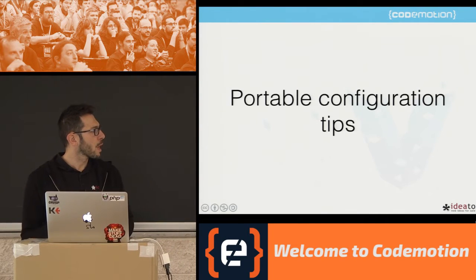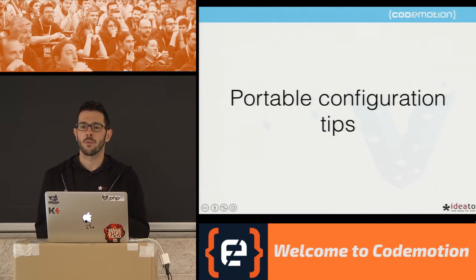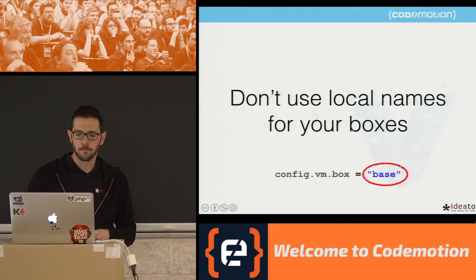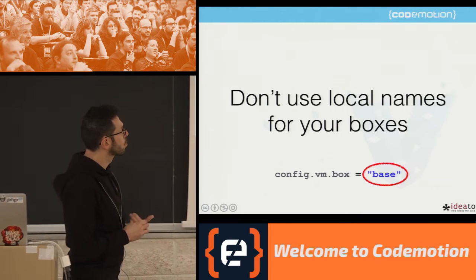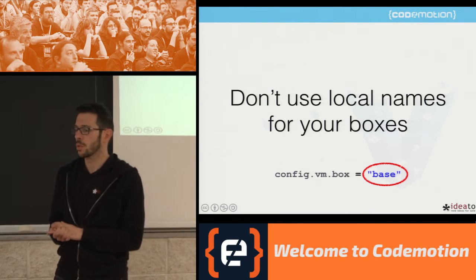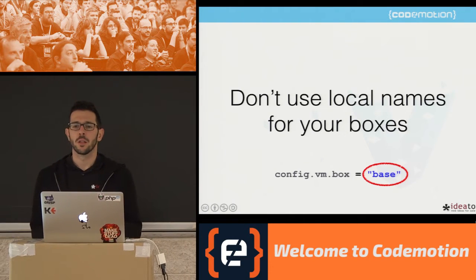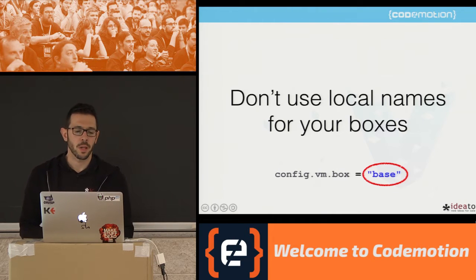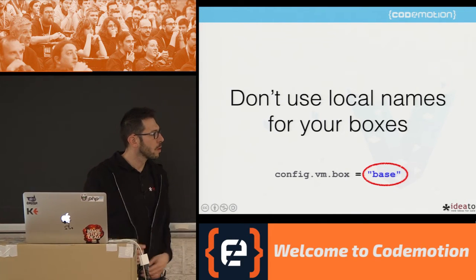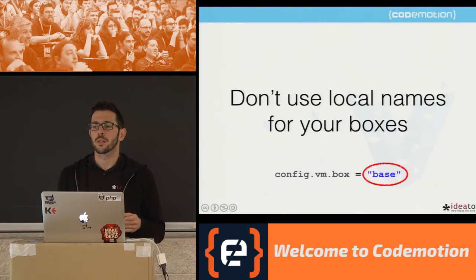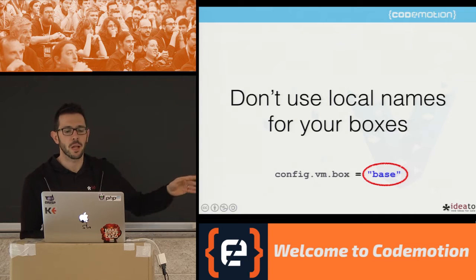Remember, the Tao of Vagrant is that everyone should just be able to clone the repository, run vagrant up, and get a fully configured project. For this reason, you don't have to use local names for your boxes. When you launch vagrant init, you get a Vagrantfile where the box name is base. But base doesn't mean anything, and moreover, your teammates maybe don't have this box installed.